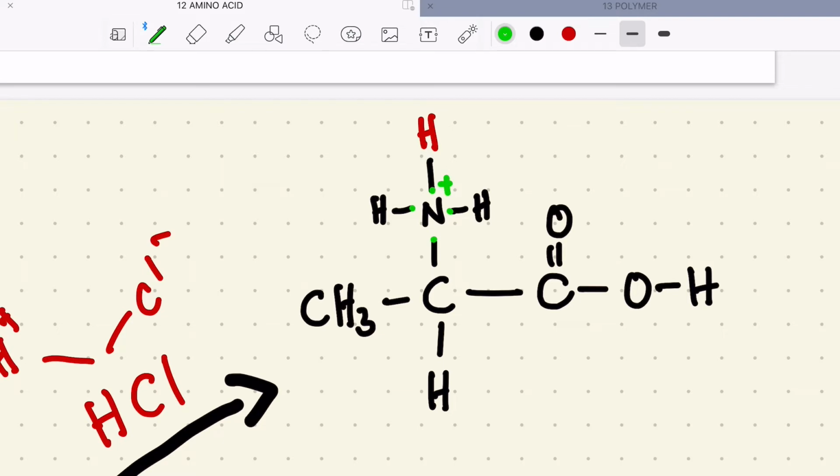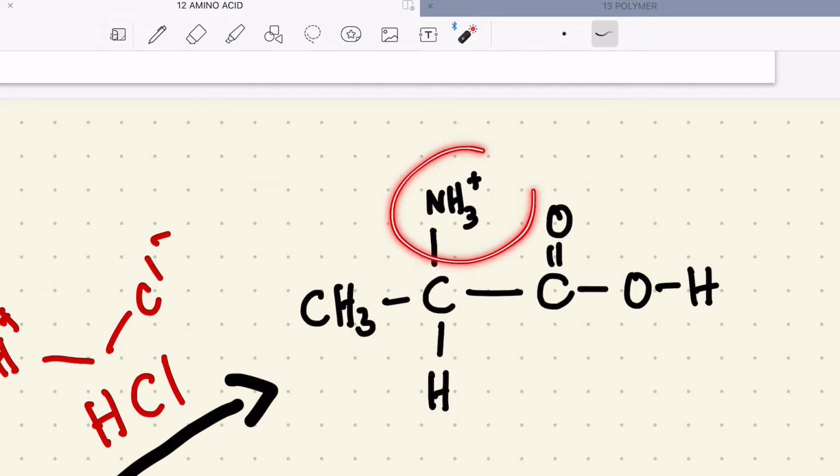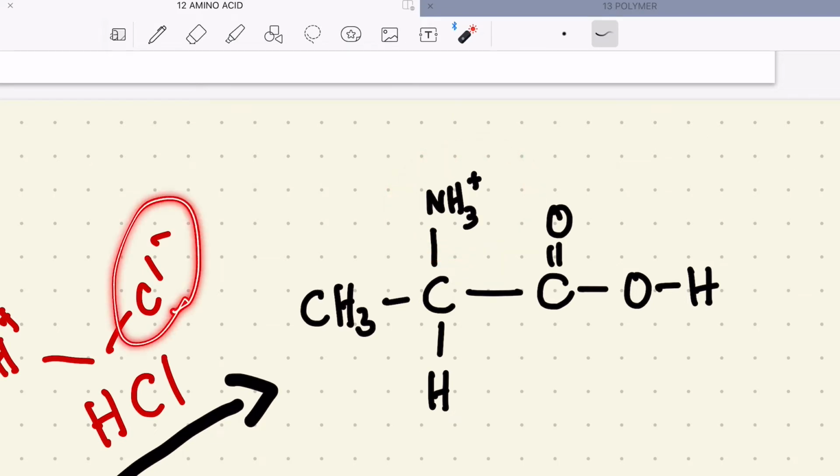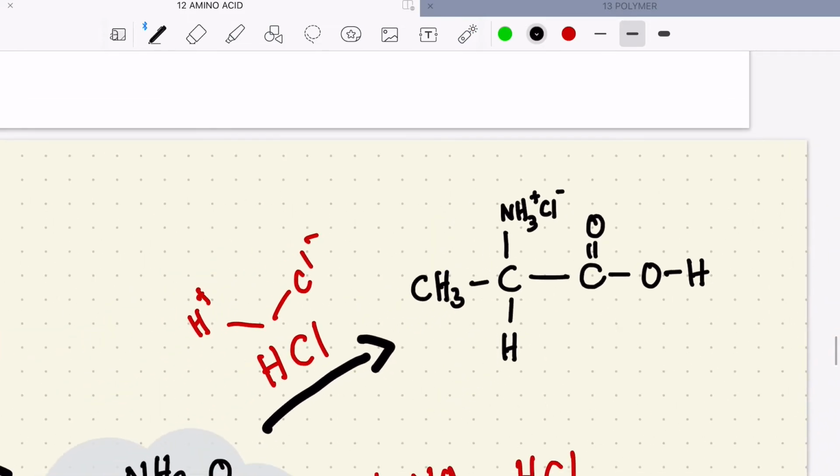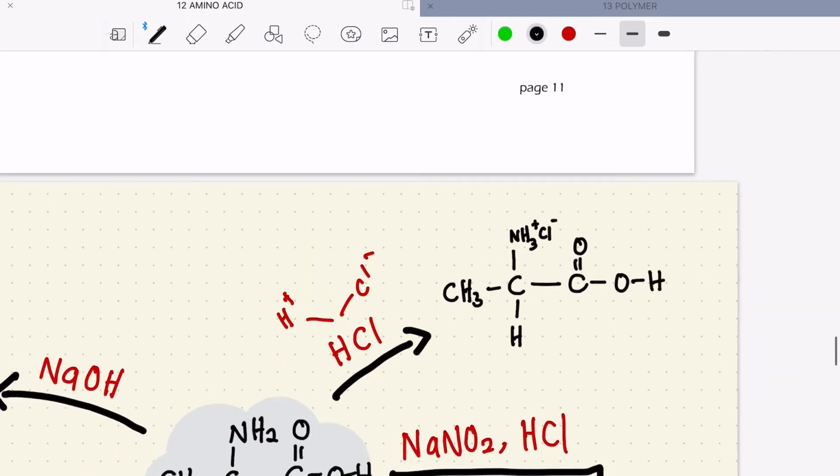Or we can make it short. We can make it simple. We just write NH3 plus. Now since this part is NH3 plus, it can attract the Cl minus. So Cl minus goes here. So this is the product when amino acid reacts with hydrochloric acid. That's the first reaction.